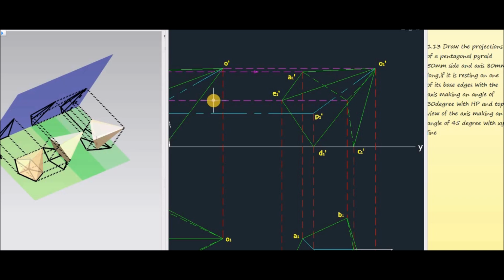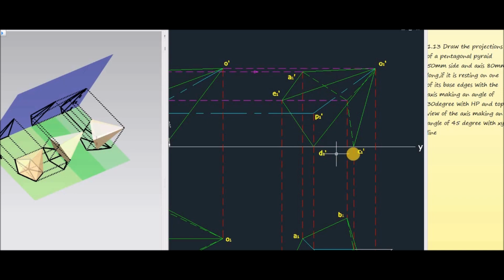Now again from the 30 degree inclination front view, draw the projections in the rightward direction. Now the joining corresponding points will give the front view corresponding to 45 degree inclination. So here point A1 dash is obtained by joining A1 and A dash. Then E1 dash is obtained by joining E1 and E dash, etc. Like that. Then join all these base coordinates.